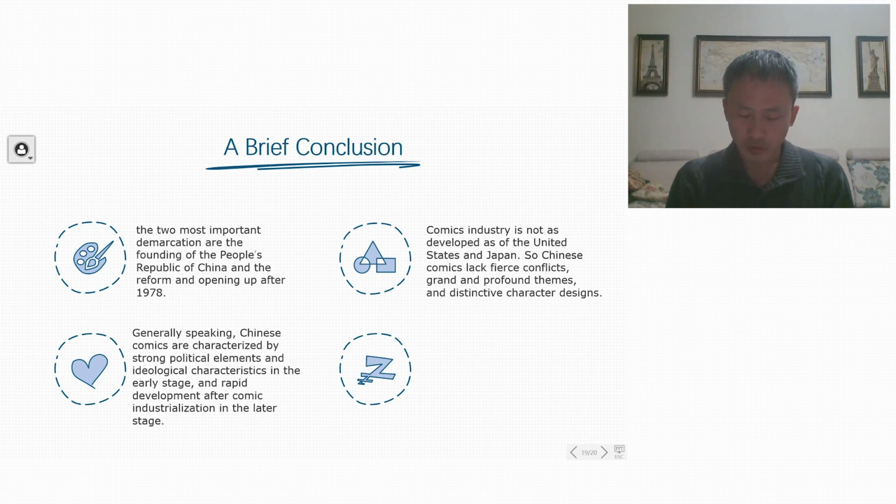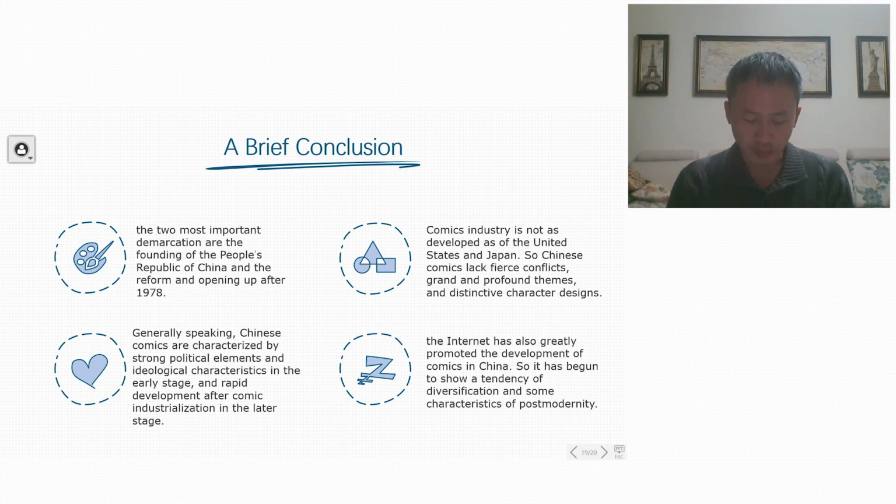Chinese comics industry is not as developed as that of the United States and Japan. So Chinese comics lack fierce conflicts, grand and profound themes, and distinctive character designs. In addition, the Internet has also greatly promoted the development of comics in China. So it has begun to show a tendency of diversification and some characteristics of postmodernity.